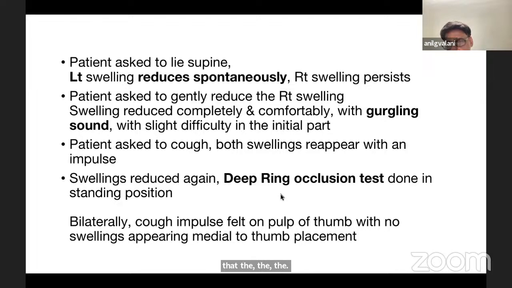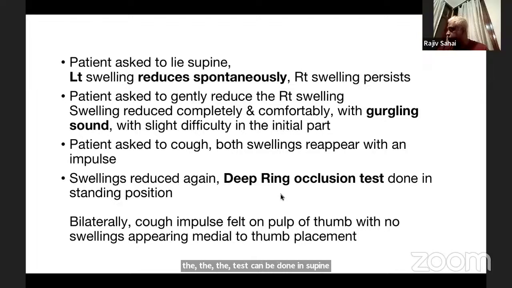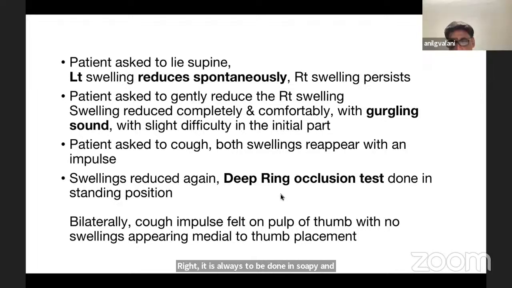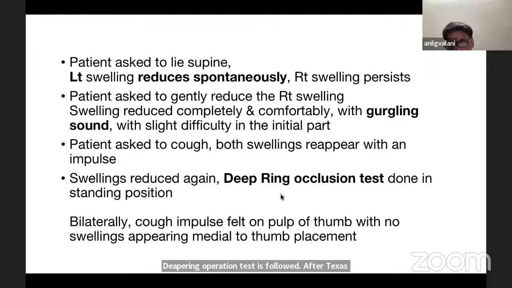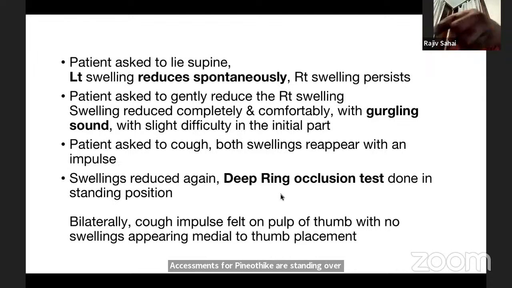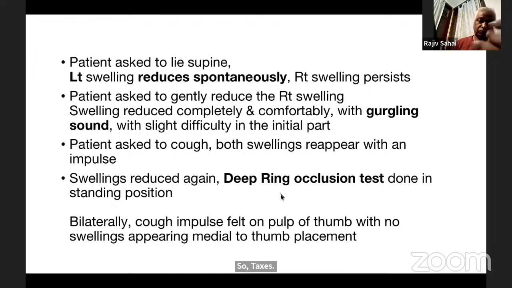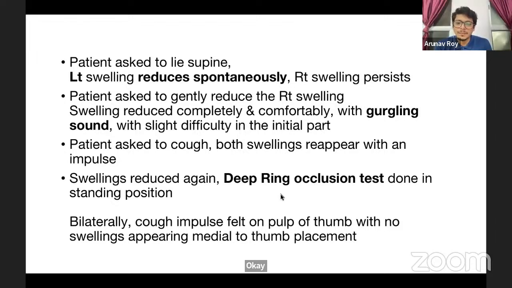Does anyone do it in standing? Deep ring occlusion test is followed after taxis. Yes, sir. Is taxis done in supine or standing? Taxis is done in supine, sir. So deep ring occlusion is also in supine, right? Yes, sir. Then why is standing written? Deep ring occlusion test done in standing position. I'm reading your own slide.